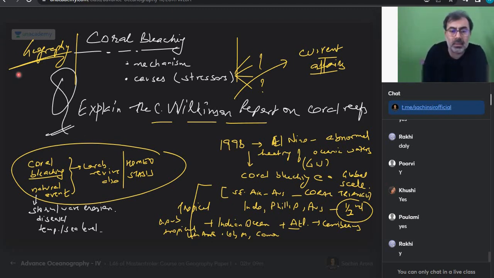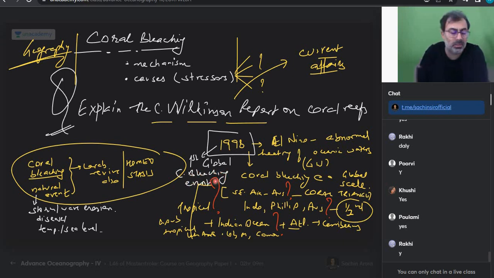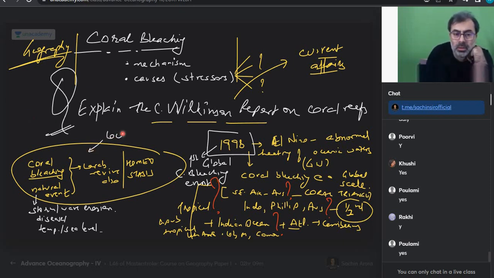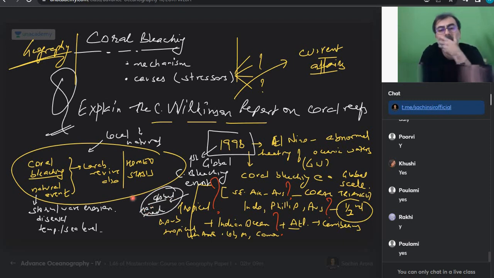1998 witnessed fire everywhere. I hope you can understand fire does not mean fire. Temperature rise everywhere. And this was seen as the first global coral bleaching event. Is everyone okay? First global coral bleaching event. Globally, the corals bleached. उससे पहले क्या था? Naturally. This was happening locally. Local and natural. And this was first of all global. This was global and man-made. True or not? Is everyone okay?